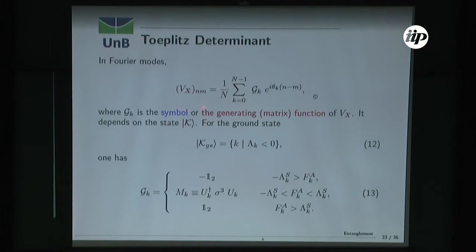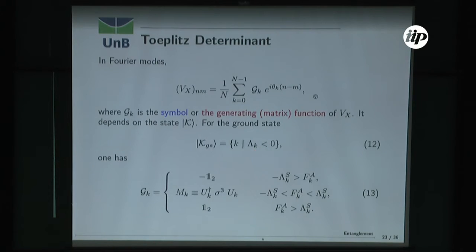Now that I told you that this V of x is a block Toeplitz of this form, I can take these Fourier modes like that, and this J_k is called the symbol of this Toeplitz matrix, or the generating function of this matrix. And because this symbol depends on the state I choose, I can write it for the case of the ground state, the usual ground state, with the numbers that make the density.